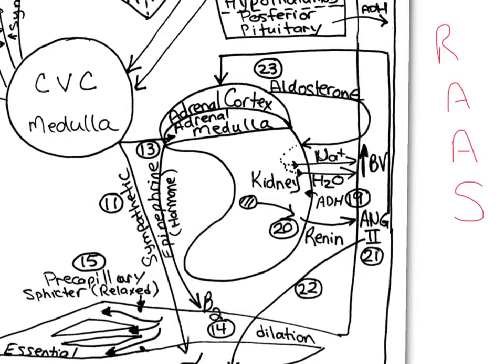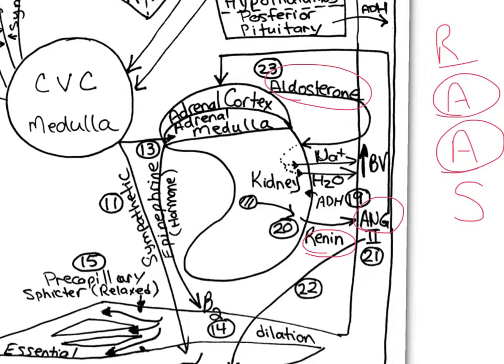I want to examine what is known as the RAAS system. The R stands for renin. There it is right there. The A stands for angiotensin, which is right here. The other A stands for aldosterone, right there. Noting that the overall response of the RAAS system is to increase the reabsorption of water from the kidney into the blood, increasing blood volume, and therefore increasing blood pressure. So on the next slide, we'll take a closer look at this RAAS system.